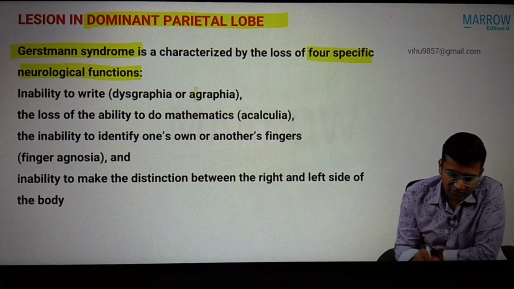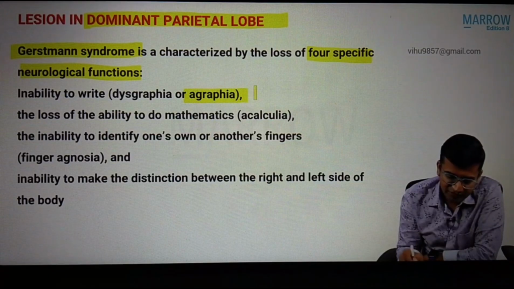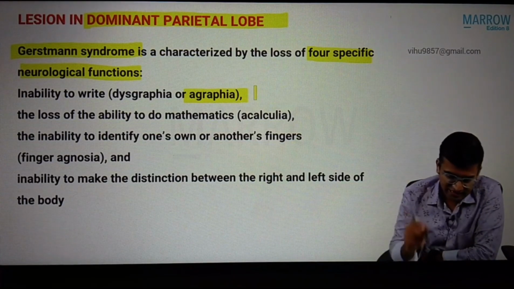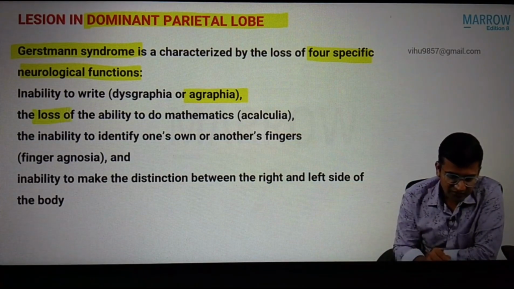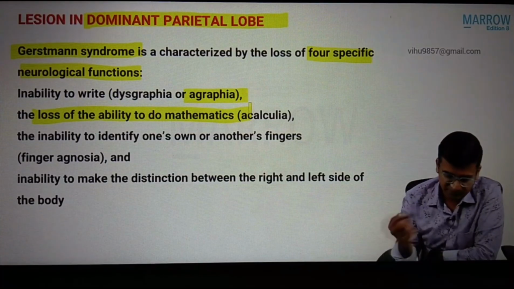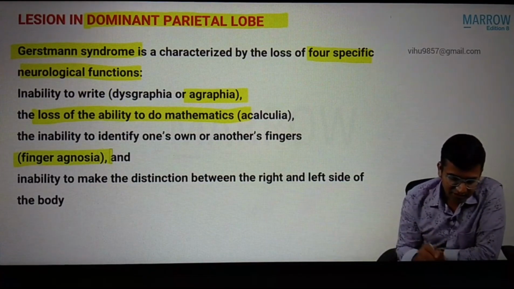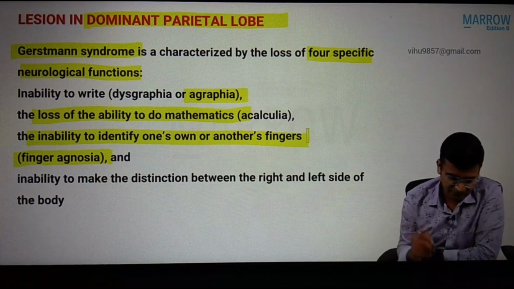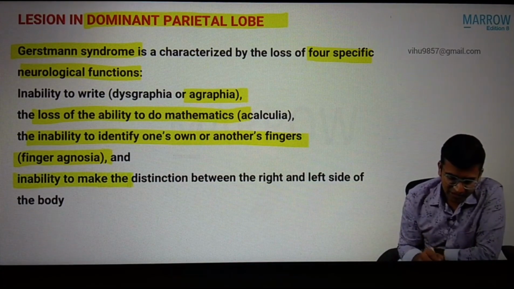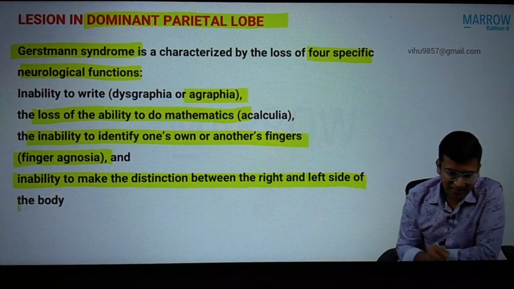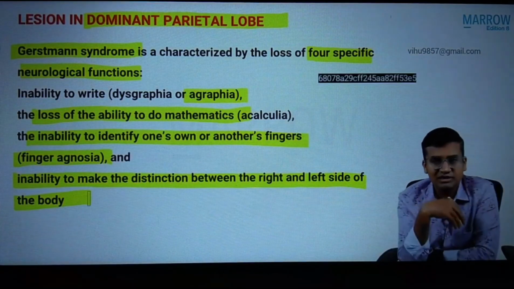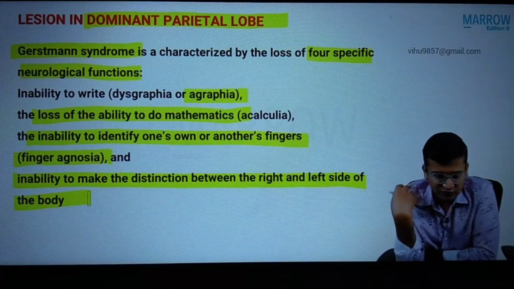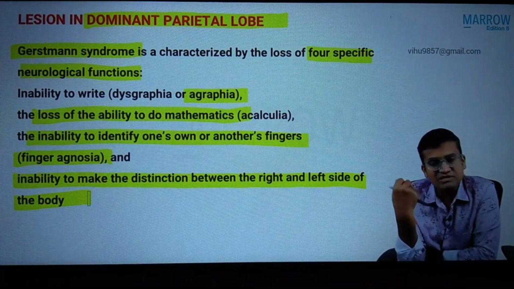What are those? The patient has agraphia. Agraphia means inability to write. Acalculia, the loss of ability to do simple mathematics. Finger agnosia, the patient's inability to identify one's own finger. And the patient's inability to make a distinction between the right and left side of the body. These are the 4 cardinal features you see in Gerstmann syndrome.